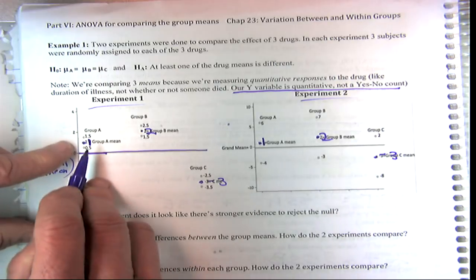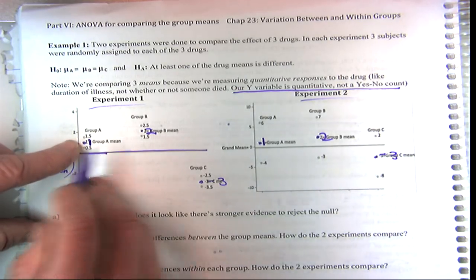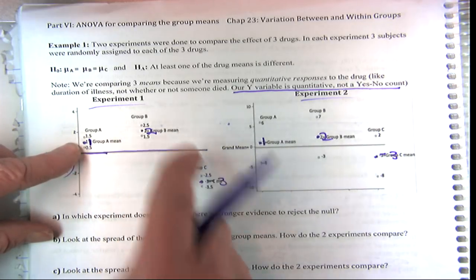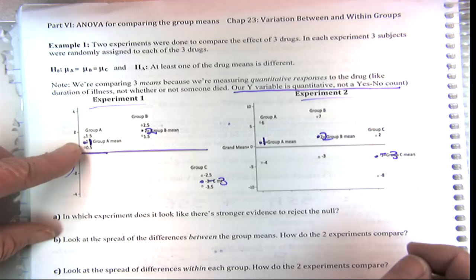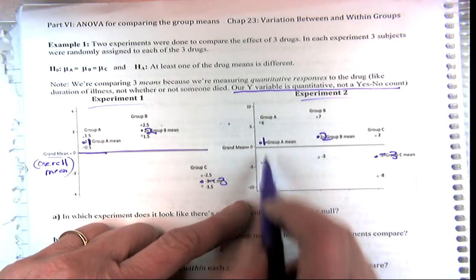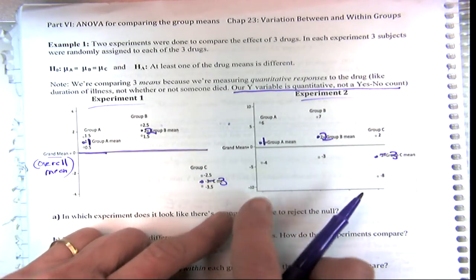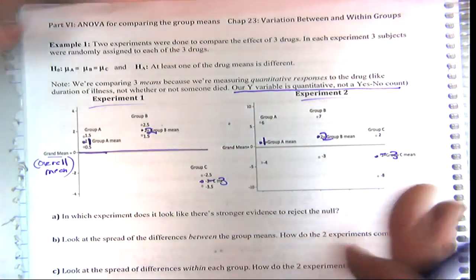What if every single person had the same response? Even though the means were 1, 2, and -3 for all of them, what if every single person had the same response? I'm wondering if you got fooled because this is scaled differently. This is going from -10 to 10. So I'm not sure why you got fooled.